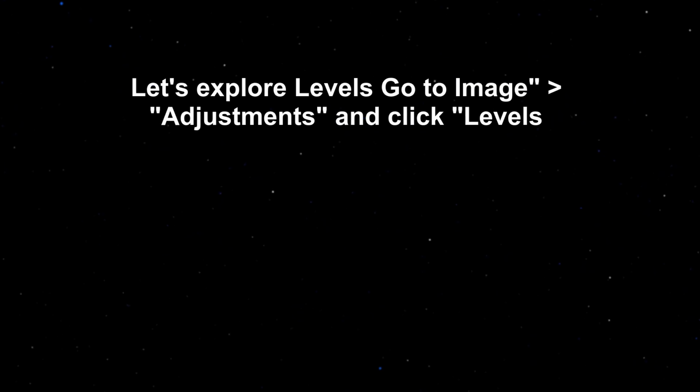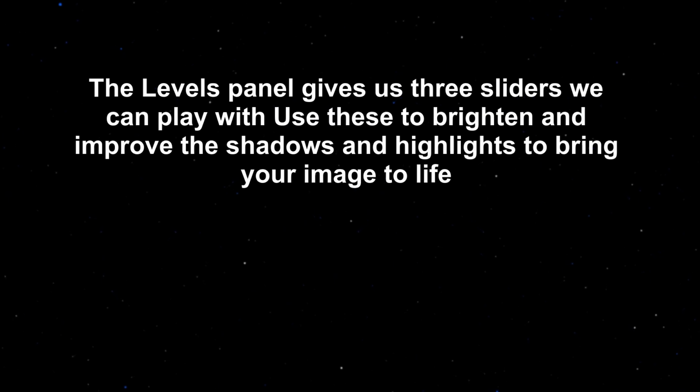Let's explore Levels. Go to Image > Adjustments and click Levels. The Levels panel gives us 3 sliders we can play with. Use these to brighten and improve the shadows and highlights to bring your image to life.